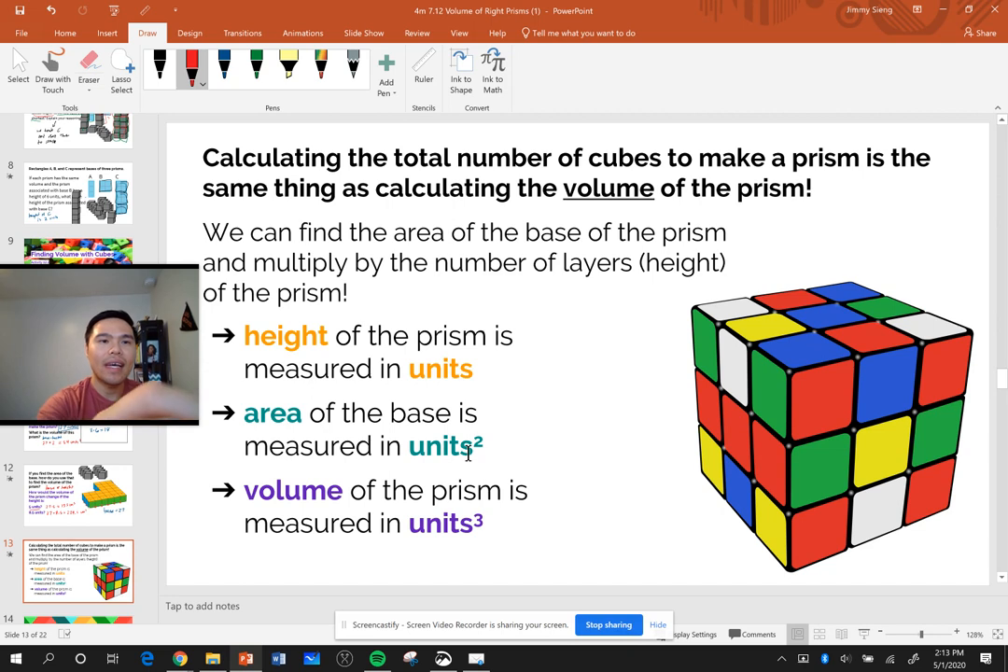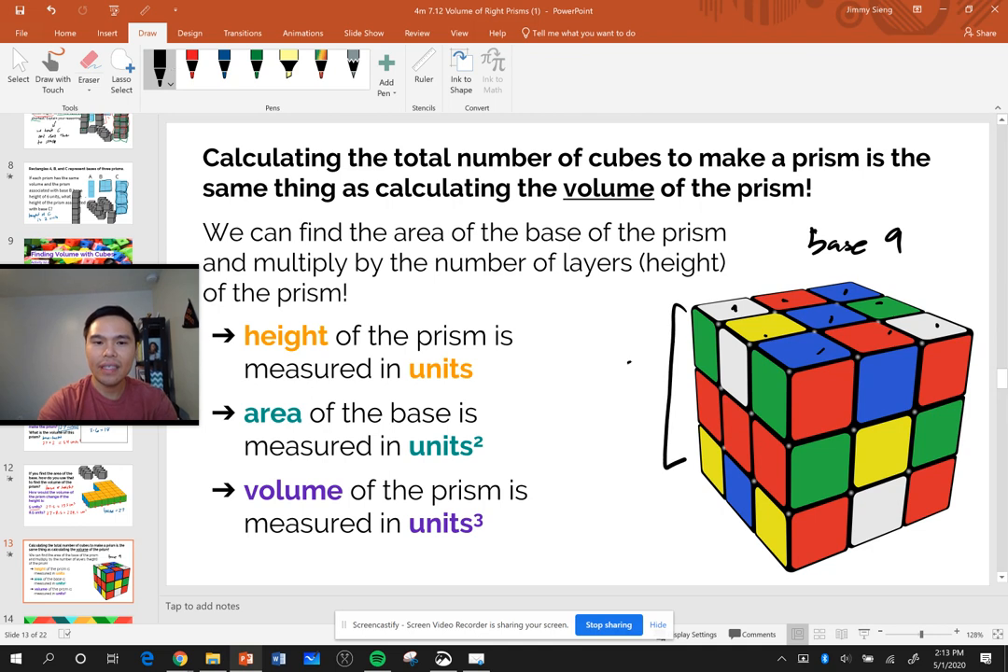So in this case, I have here a Rubik's Cube. Well, I have here the 1, 2, 3, 4, 5, 6, 7, 8, 9. That's your base, so base 9. Then our height looks like it's 3.